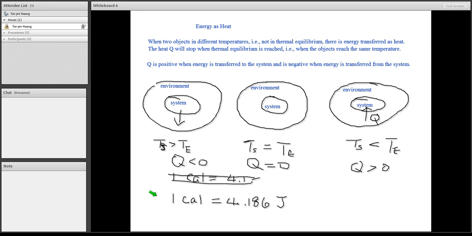Let's say you open a snack bar which tells you it's 140 calories. Then how many joules is in that bar? Just use 140 calories times 4.186. That will give you the amount of energy in joules.